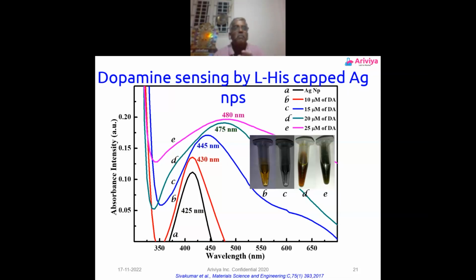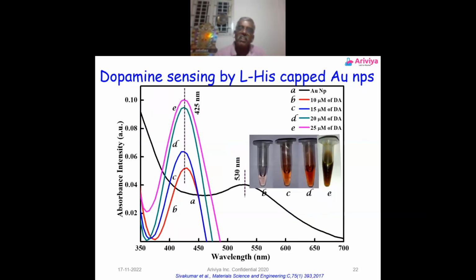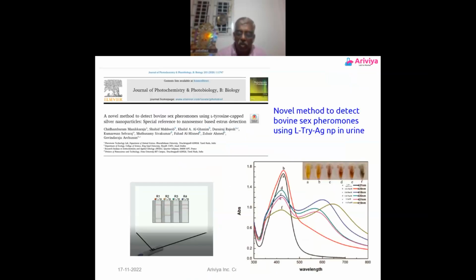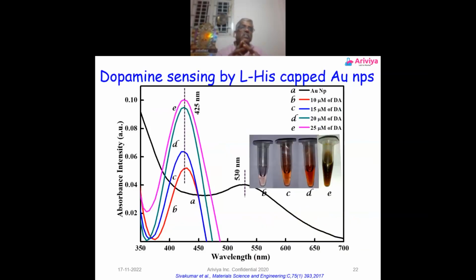We did this in a man-made dopamine solution. The aim of this project is to detect whether dopamine exists in neurofluids and what quantity exists. In this way we designed not only silver nanoparticles, we worked with Au nanoparticles, then with Au-Ag nanoparticles. So we derived a good device to detect dopamine.